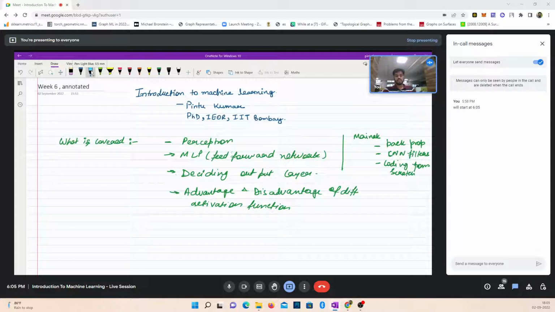Next, I'll make some comments about how to decide upon the output layer of a feed-forward neural network. And then I'll mention some of the advantages and disadvantages of different activation functions. What is the activation function? You will know in a while. Probably you all have seen the lecture. You already know what activation function is.